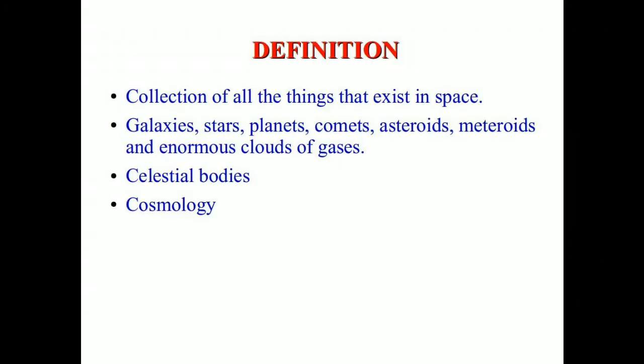Definition of universe. The universe is the name that we use to describe the collection of all the things that exist in space. It is made of many millions of celestial bodies and enormous clouds of gas separated by a gigantic empty space. The celestial bodies include galaxies, stars, planets, comets, asteroids, meteoroids, etc. Cosmology is the study of the universe.